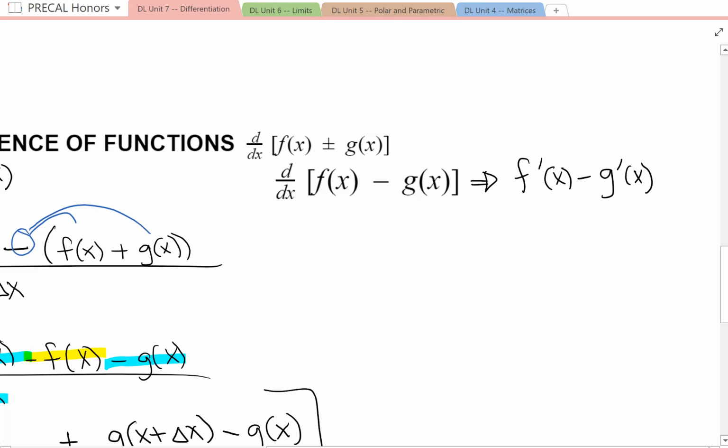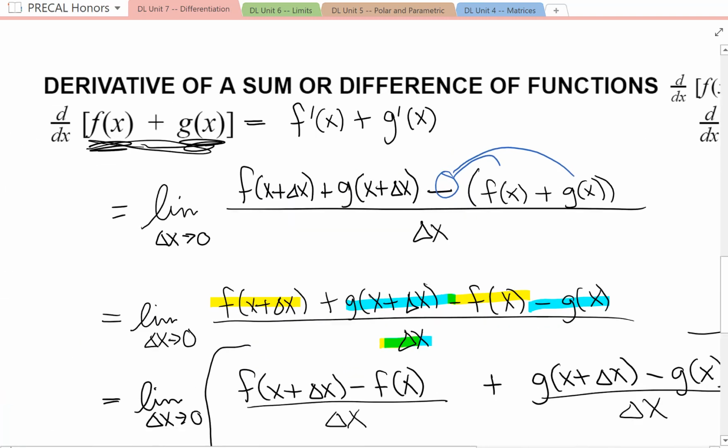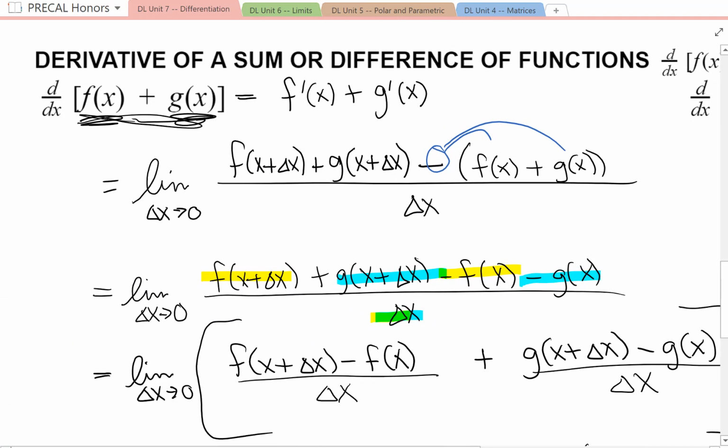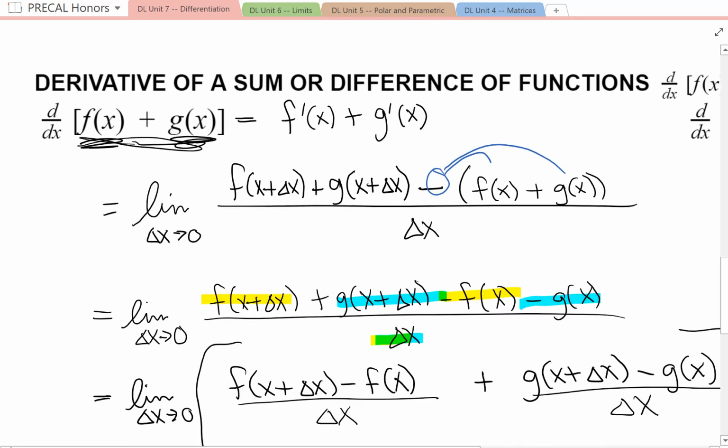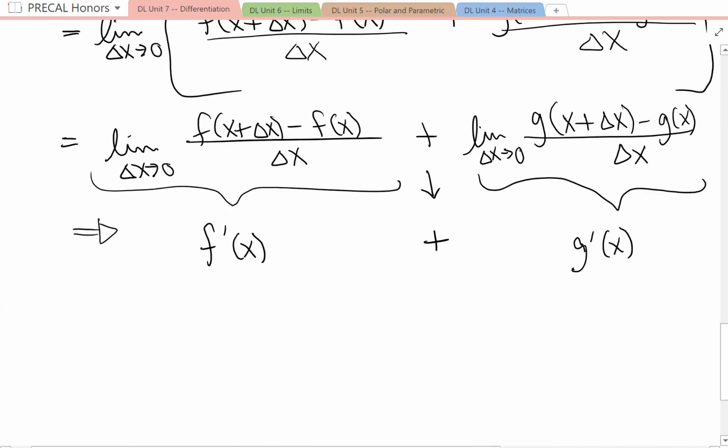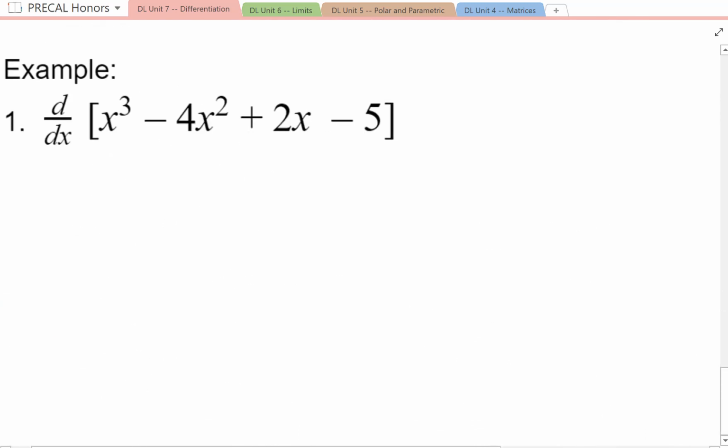A very convenient rule, the sum and difference of functions. Just know not all rules will be this convenient. Okay, we'll start to get into some that are less intuitive, but that is the derivative of a sum or difference of functions. Let's derive this polynomial right here. Ooh, lots of stuff going on.